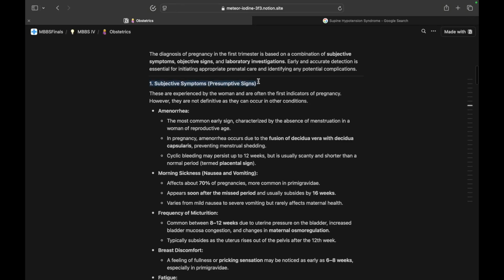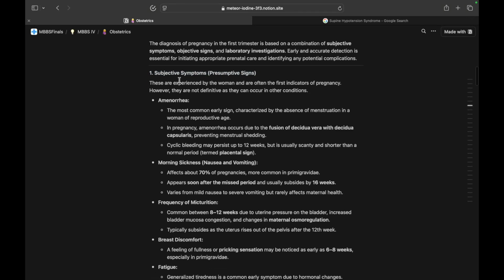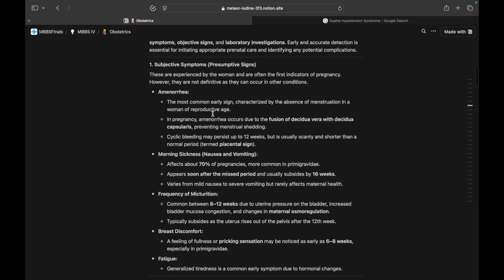So subjective symptoms, which are the presumptive signs. So from the maternal side, what does she complain with? What does she feel? What does she experience? 3 different symptoms are often first indicators of pregnancy. They are not definitive as they can occur in other conditions too.